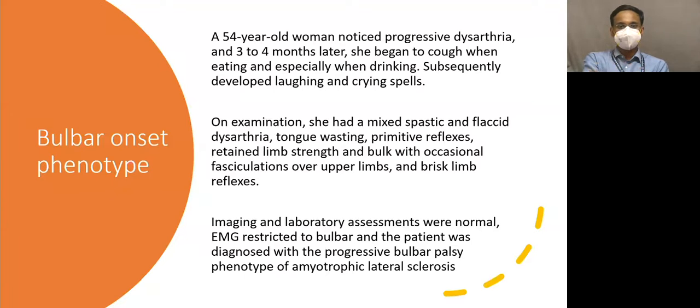So here the close differential will be myasthenia, but the presence of an exaggerated jaw jerk, pseudobulbar affect being present, normal ocular muscle involvement, no fluctuation, and a progressive presentation argue against it.